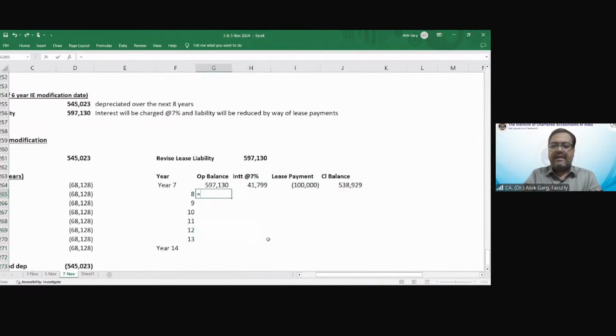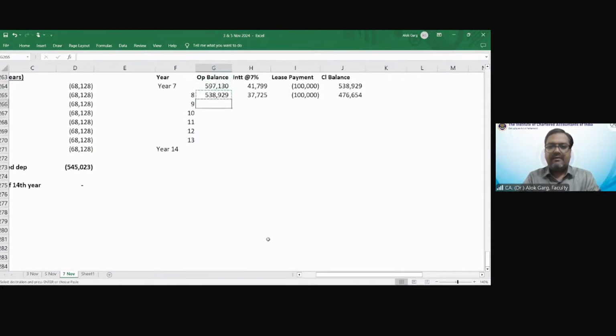Then in year 8, this will become the opening balance. We will charge interest at the rate of 7%. We will make a payment. The closing balance is this. Then this will become your 9th year opening balance. Interest charge, lease payment, closing balance.